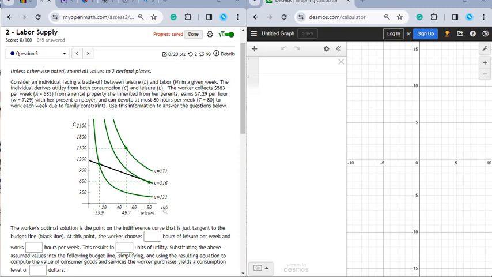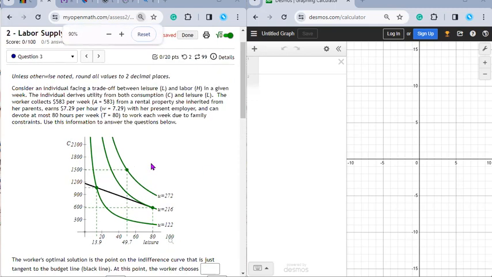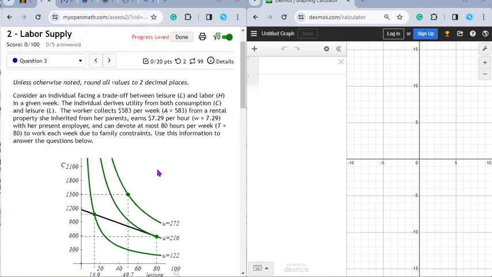In this situation here, we have an individual facing a trade-off between leisure and labor in a given week. The individual derives utility from both consumption and leisure. The worker collects a $583 payment each week in non-labor income, and we're assuming it comes from a rental property.